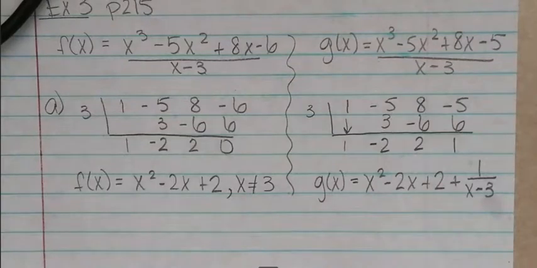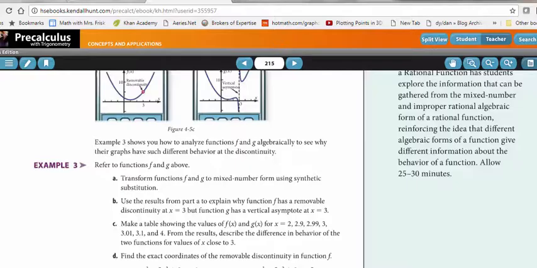All right, so now moving on. I think we've accomplished A, so let's look at what B is asking. Use the results from part A to explain why function f has a removable discontinuity at x equals 3, but function g has a vertical asymptote at x equals 3. Hopefully this is pretty clear to you, right? X minus 3 ended up being a factor. We had no remainder. It reduced, so it's a removable discontinuity. And then here we have a vertical asymptote because x minus 3 is still in the denominator after we simplify it.